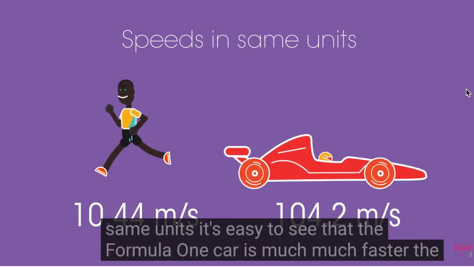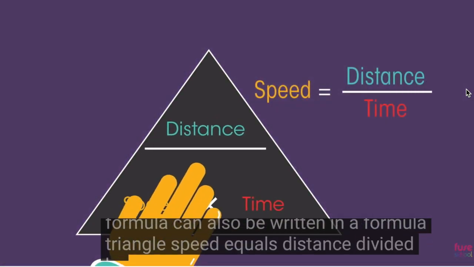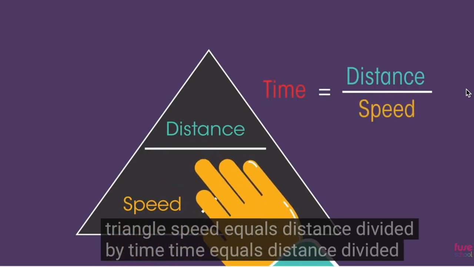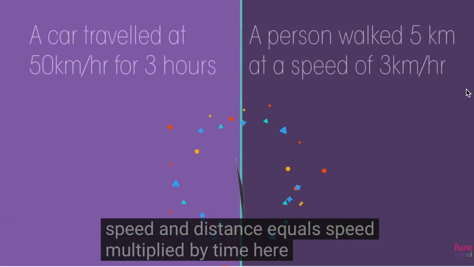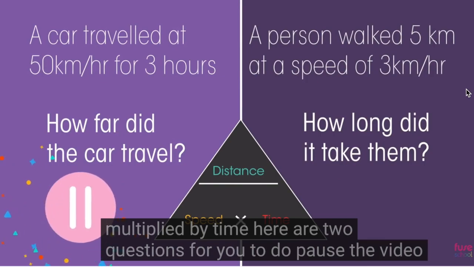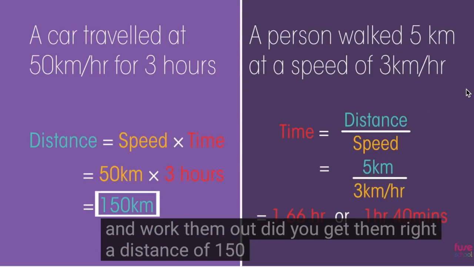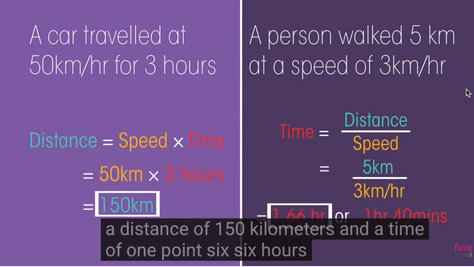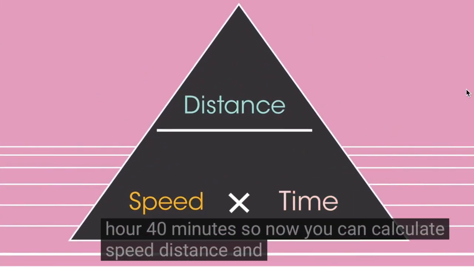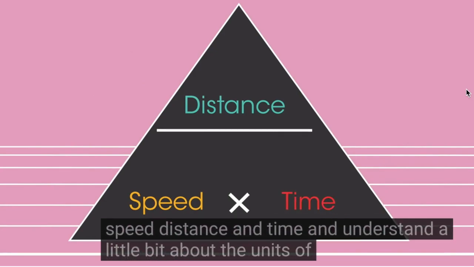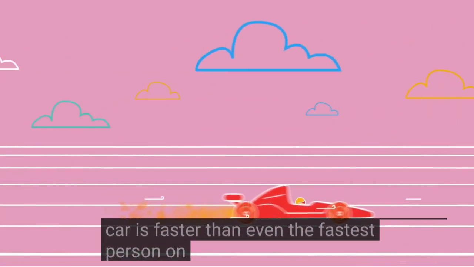The formula can also be written in a formula triangle. Speed equals distance divided by time. Time equals distance divided by speed. And distance equals speed multiplied by time. Here are 2 questions for you to do. Pause the video and work them out. Did you get them right? A distance of 150 kilometers and a time of 1.66 hours, which is 1 hour 40 minutes. So now you can calculate speed, distance and time and understand a little bit about the units of speed, and of course have proved that a Formula 1 car is faster than even the fastest person on the planet.